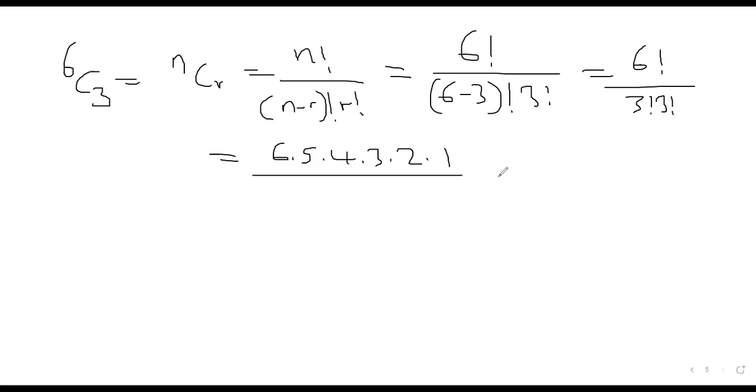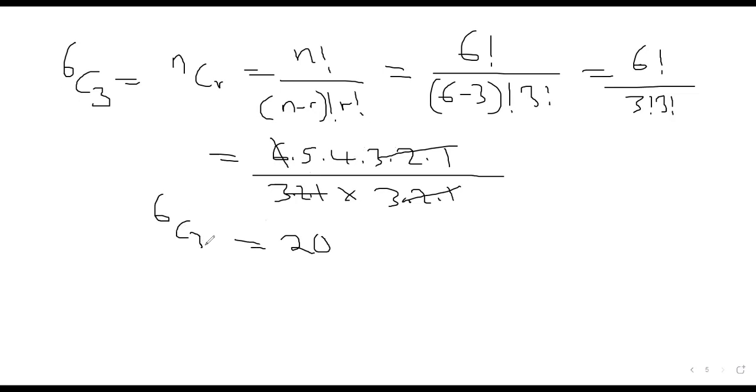In mathematics, a dot is representing what? A multiplication. So 3 factorial is 3 times 2 times 1. The other 3 factorial is 3 times 2 times 1. So these ones are the same. 3 times 2 times 1 is 6. So it just cancels with the 6. So you're going to remain with 5 times 4. So what is 5 times 4? It is 20. So 6 combination 3 is 20.